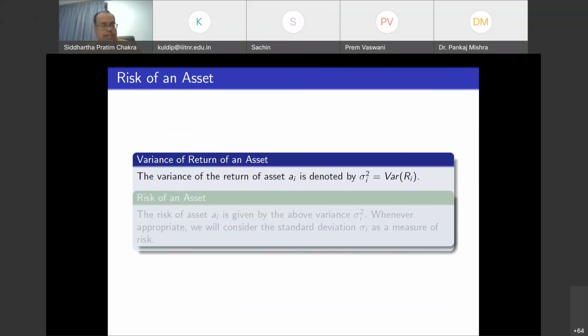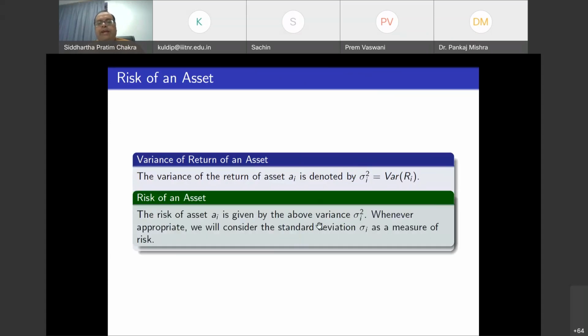Now let us come to risk. Remember that we are talking about two pillars of portfolio theory, return and risk. So now let's come to the risk of an asset. In order to talk about the risk of an asset, we first need to talk about the variance of the return of an asset Ai, and this variance will be given by var of Ri, which I will denote by sigma i square. The risk of an asset Ai is given by the variance sigma i square. So by definition, the risk of an asset is the variance of the return Ri, and the square root of this, which is sigma i, is the standard deviation.